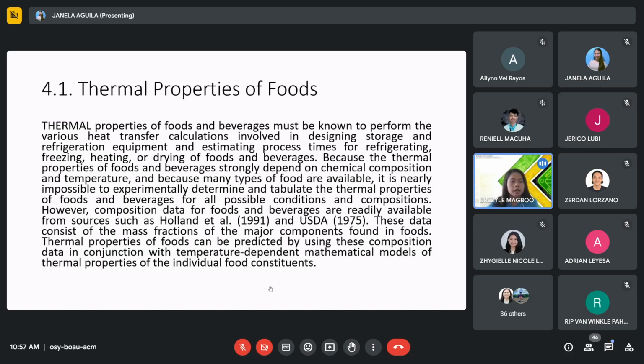However, composition data for foods and beverages are readily available from sources such as Holland et al. 1991 and USDA 1975. This data consists of the mass fractions of the major components found in foods, and thermal properties of foods can be predicted by using this composition data in conjunction with temperature-dependent mathematical models of thermal properties of the individual food constituents. Next po.